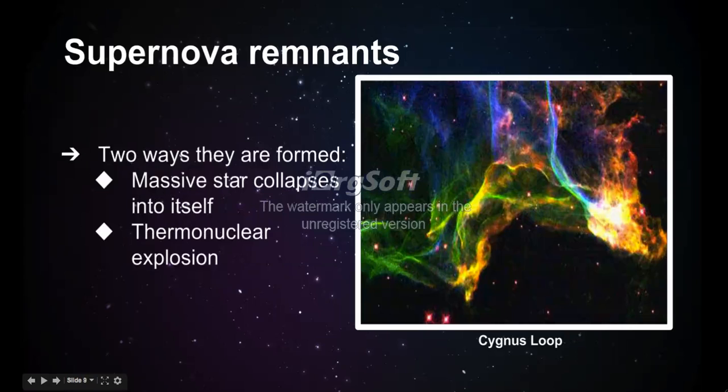The last type are supernova remnants. There are 2 common ways that they are formed. Either a massive star may run out of fuel, ceasing to generate fusion energy in its core and collapsing inwards under the force of its own gravity to form a neutron star or a black hole, or a white dwarf star may accumulate material from a companion star until it reaches a critical mass and undergoes a thermonuclear explosion.